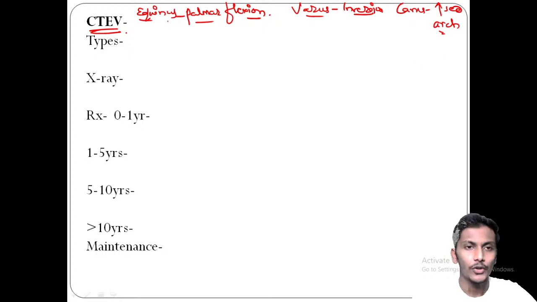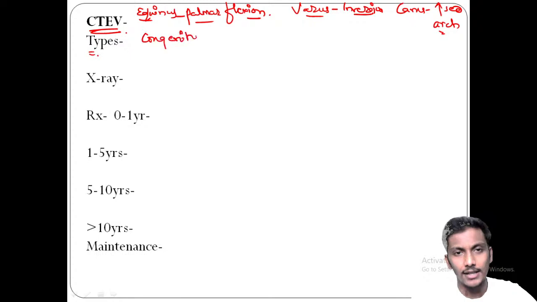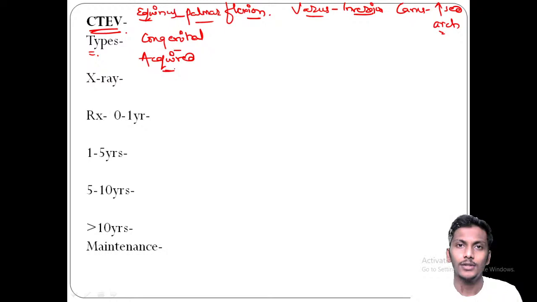Okay, what are the different types of CTEV? CTEV can be either congenital, which is present from the birth itself, or it can be secondary or acquired. Okay, it can be secondary or acquired due to different pathologies. It can be due to some fractures, it can be due to some diseases like rickets.